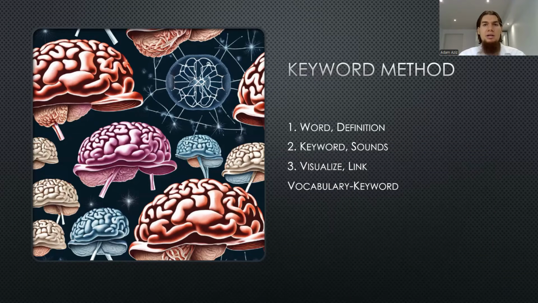Now we're going to get into the highlight of the day, the keyword method. This is how we memorize foreign languages and vocabulary words. There are 3 simple steps to it. Step number 1, you have a word and its definition. Step number 2 is you have a keyword that sounds like the vocabulary word. And step number 3 is you visualize and link the vocabulary word with the keyword. And we're going to get into some examples to show how it works.